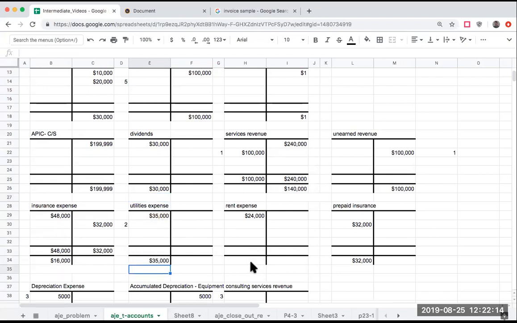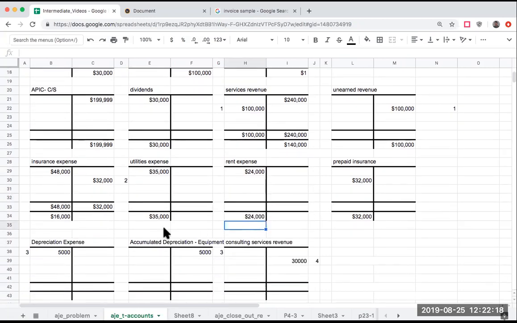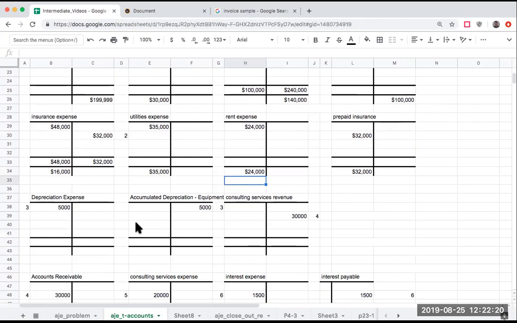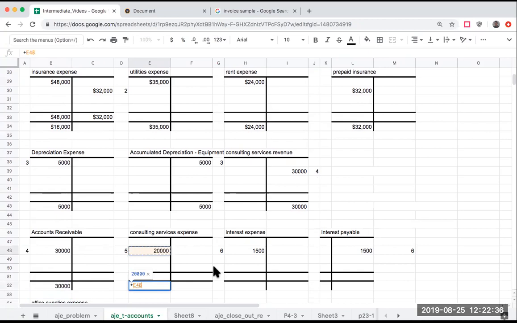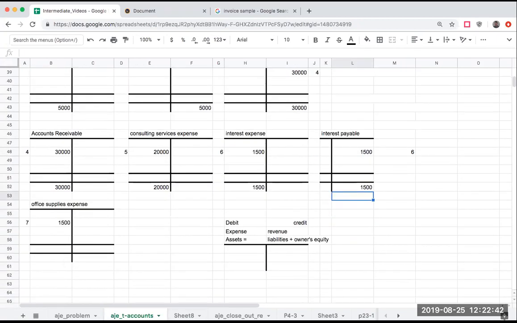My utilities expense, my rent expense, and my prepaid insurance are all here from those prior adjustments that I was making. My depreciation expense is $5,000. My accumulated depreciation on the equipment is $5,000. My consulting services revenue from that second job is $30,000. My accounts receivable is $30,000. Consulting services expense is $20,000. Interest expense is $1,500. Interest payable is $1,500. And my office supplies expense is $1,500.